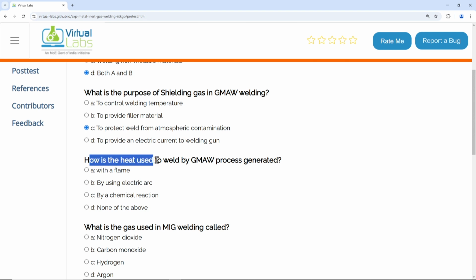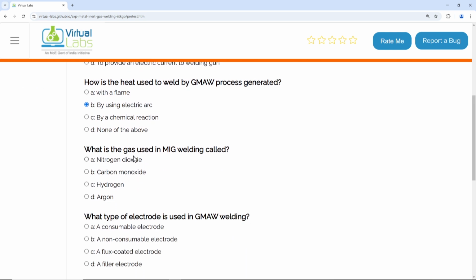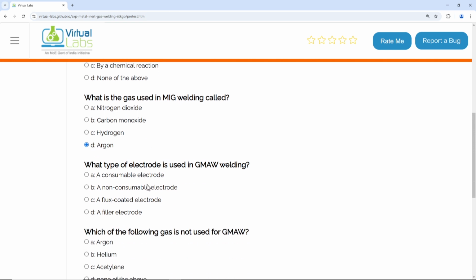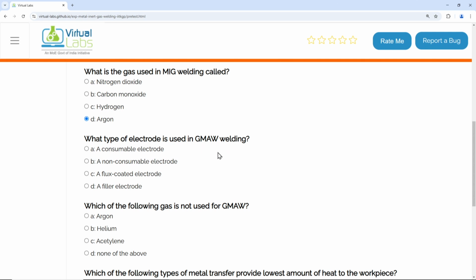How is the heat used to weld by GMAW process generated? Heat is generated with the help of electric arc. So B should be the answer. What is the gas used in MIG welding? Gas used here is majorly argon. What type of electrode is used in GMAW welding? Electrode that is used is the consumable electrode.